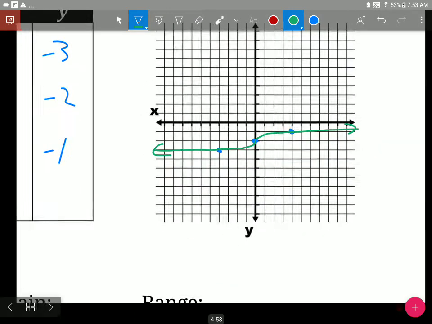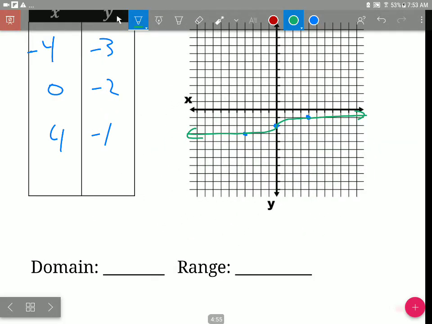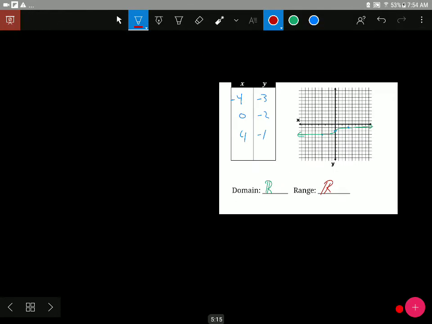Now, your domain is going left forever and right forever, so that's all real numbers. Your range may not look like it, but this is slowly going down, and this is slowly going up. So it will hit infinity eventually. So that's also infinity, even though it looks really, really flat. Cool. All right, the next two problems.